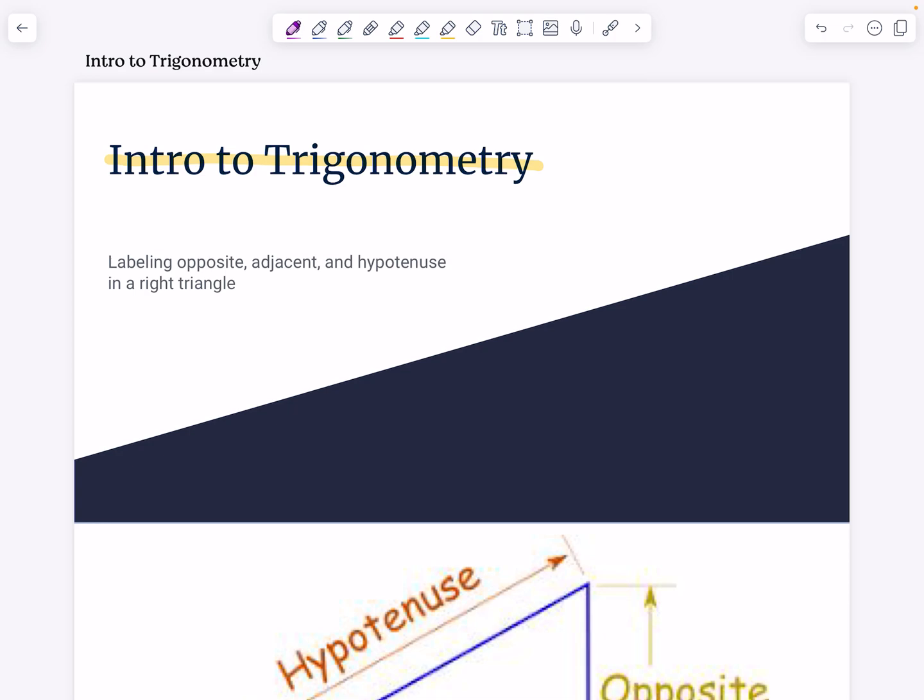I know that sounds like a scary word, so we just shorten it. We're going to nickname this Trig. You will take a class one day called Algebra 2 with Trig, and this is the first time that you're getting an introduction to it. And so what we're going to be doing today is labeling our opposite piece, our adjacent piece, and our hypotenuse.